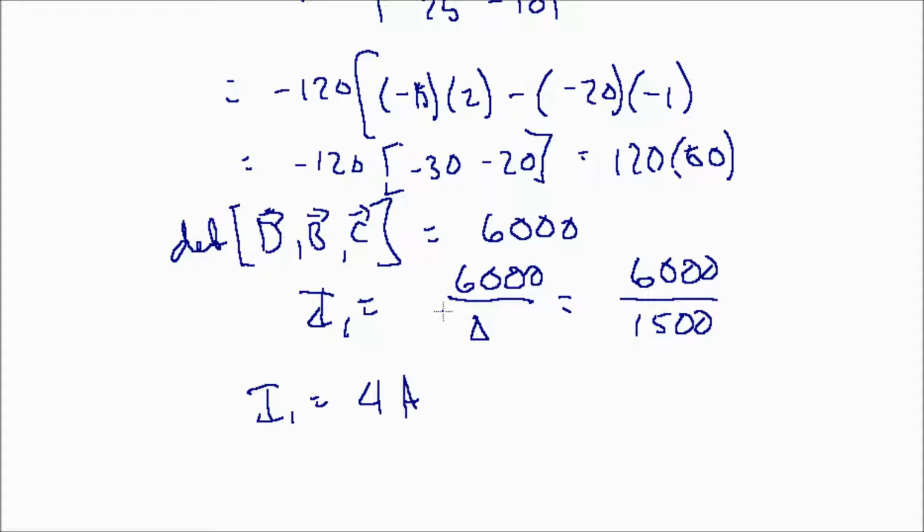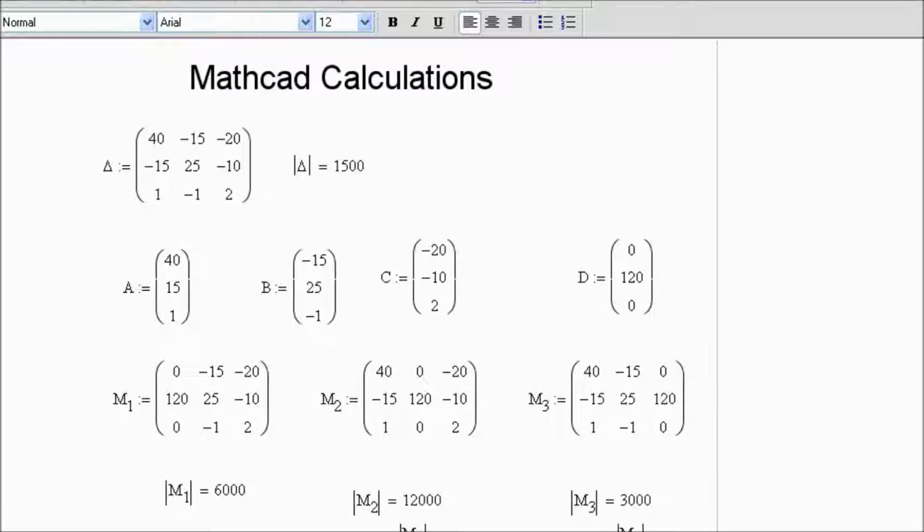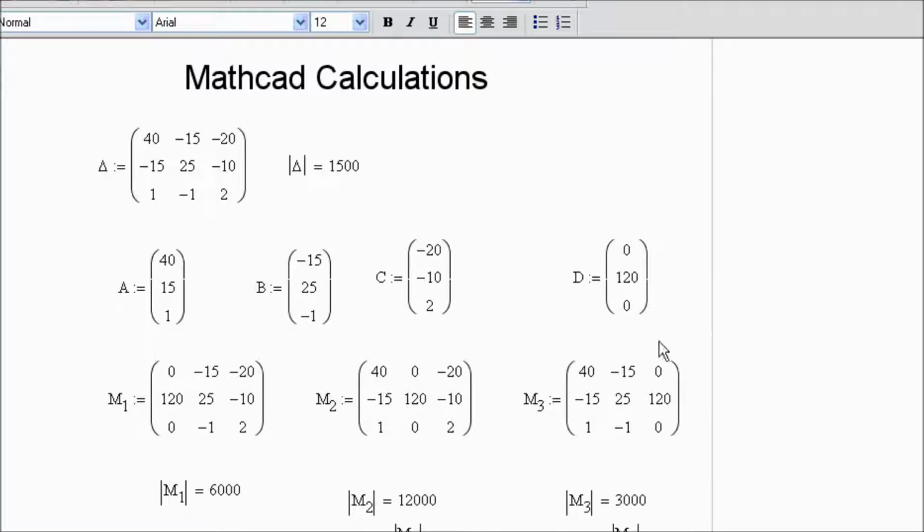Okay, so let's look at some of the computer simulations that we did in order to verify this. So here are some of the Mathcad simulations. What we have here is our deltas. We just did a simple Mathcad simulation. You can do this in your calculator if you have a good engineering calculator as well. And of course, we get the 1500 number.